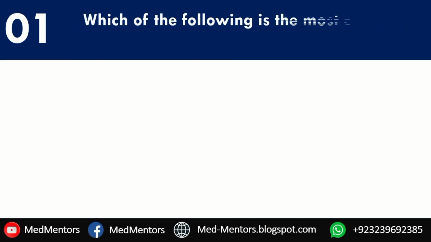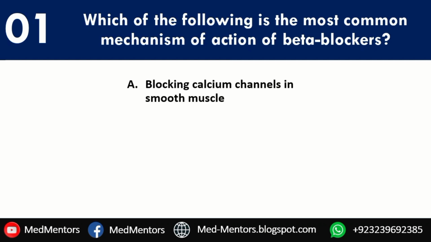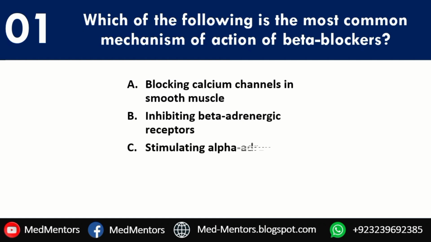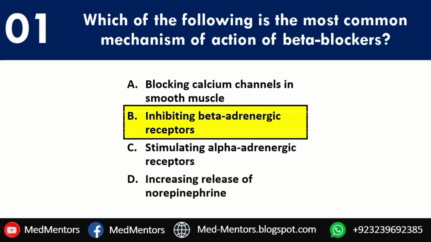Number 1. Which of the following is the most common mechanism of action of beta blockers? A. Blocking calcium channels in smooth muscle. B. Inhibiting beta adrenergic receptors. C. Stimulating alpha adrenergic receptors. And D. Increasing release of norepinephrine. The correct option is inhibiting beta adrenergic receptors.